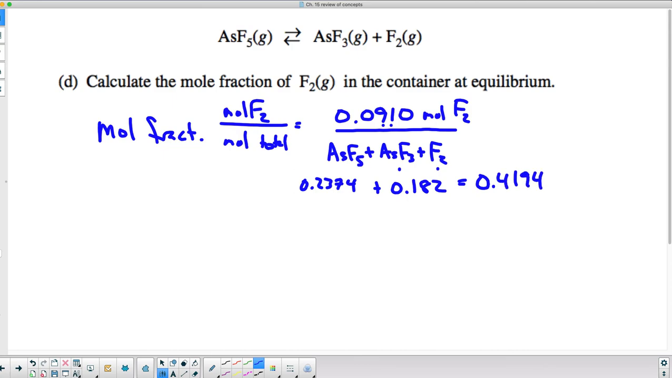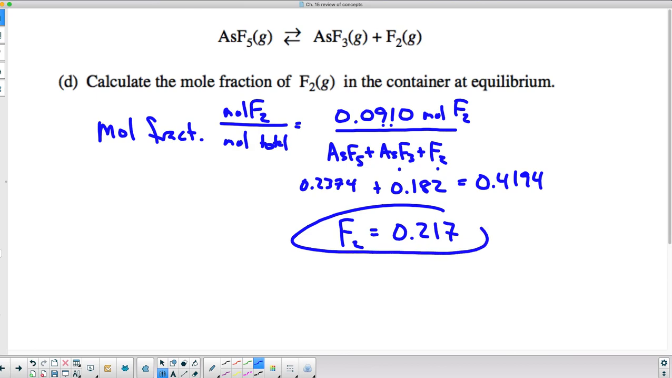So I divide that by 0.0910 equals, and I flip that. So mole fraction of F2 equals 0.217. That's it. There's the mole fraction. So 21.7% of that is F2.